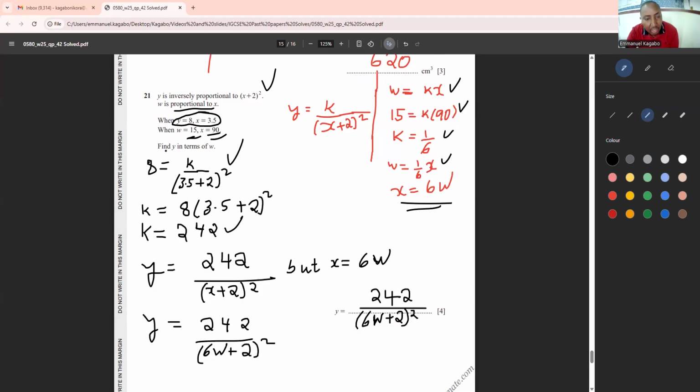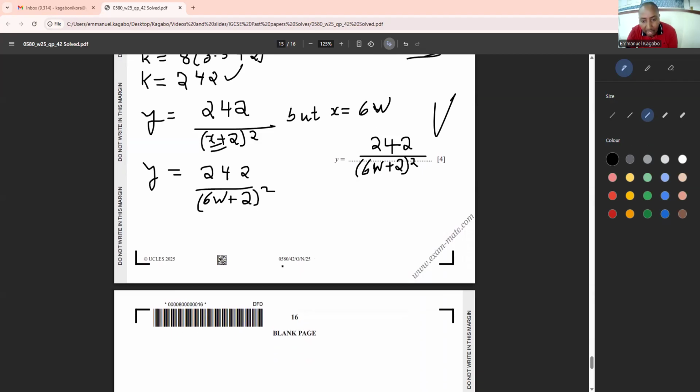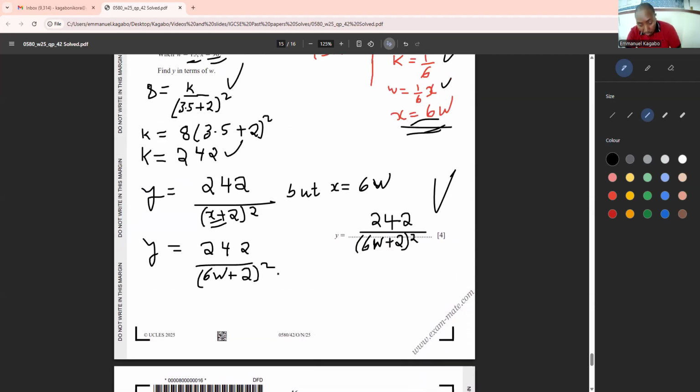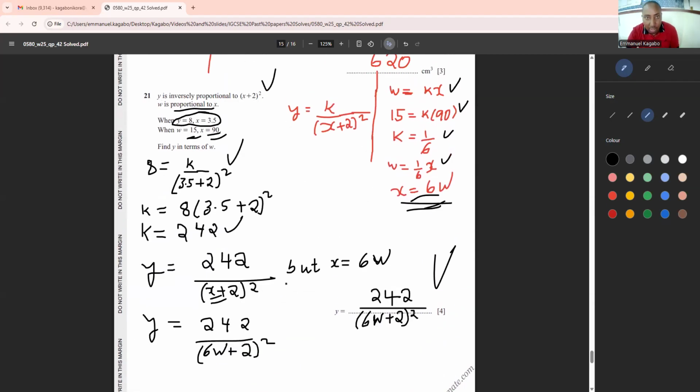But the question said, find y in terms of W. Oh, okay, not in terms of X. Now I need to remember X is 6W. So in place of X, I have to put the value of W, which is this. So that is my final answer. I hope we have understood that. Okay, very good question with 4 marks. Okay, I hope you have understood, guys.